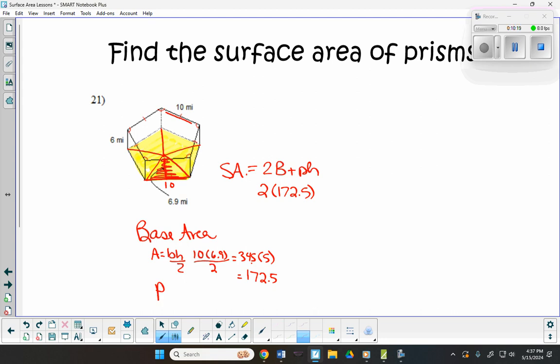Now the perimeter is the distance around the pentagon. So it would be 10, 10, 10, 10, 10. You add those all together, 10 times 5 is 50. And then the height would be how tall that thing is. So it would be 6 units. And then you can multiply that out. That would be 645 square miles.